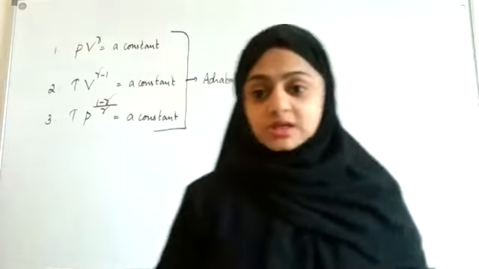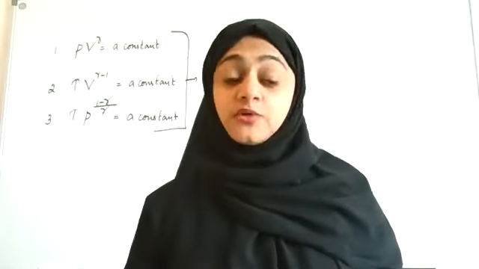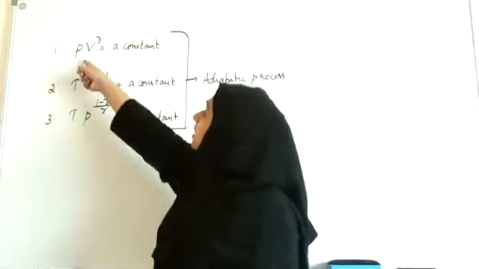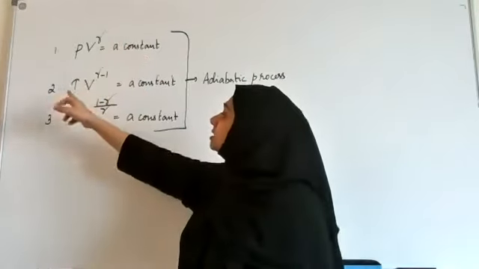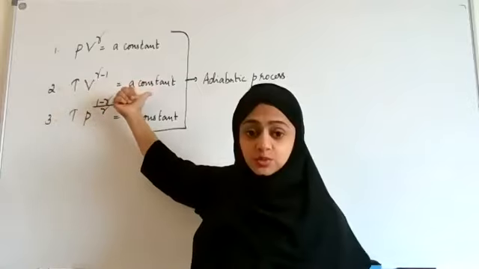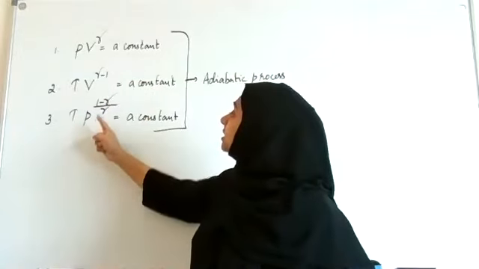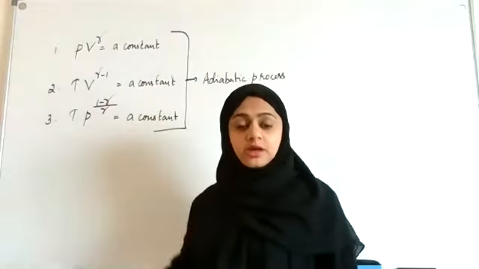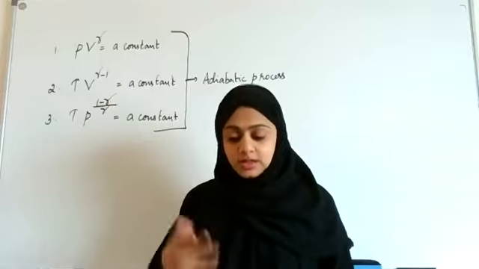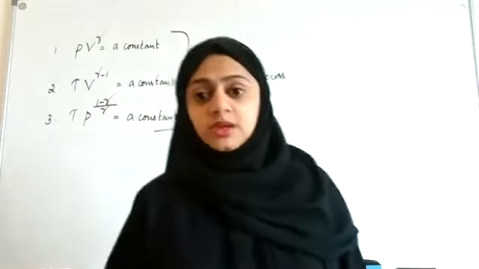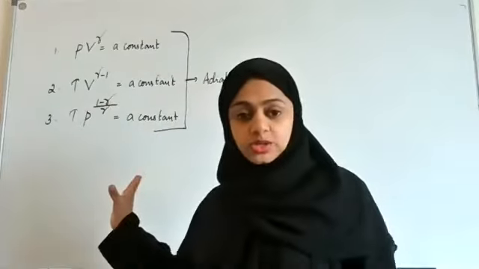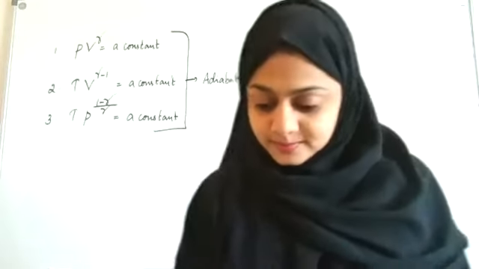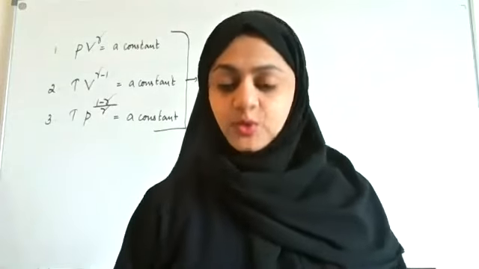So in next class, we will derive each one of these quantities. We will see how we can derive the expression PV raised to gamma is a constant, TV raised to gamma minus 1 is a constant, and P raised to 1 minus gamma by gamma times T is a constant. We will derive these equations in the next class. For the time being, you can just remember these equations, okay? Are you listening? Yes. Okay.